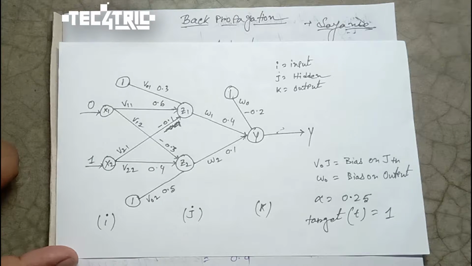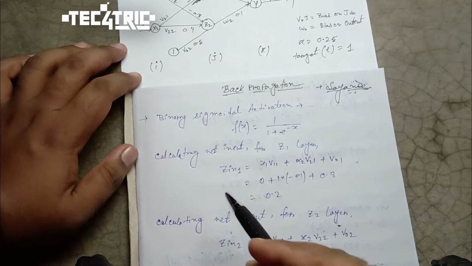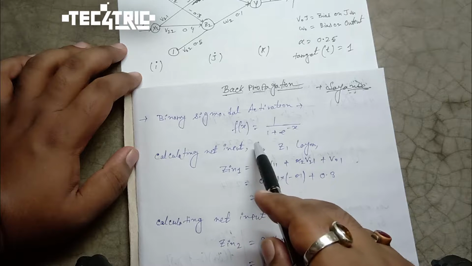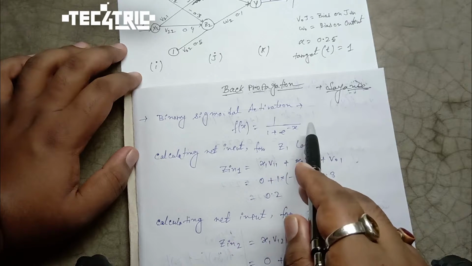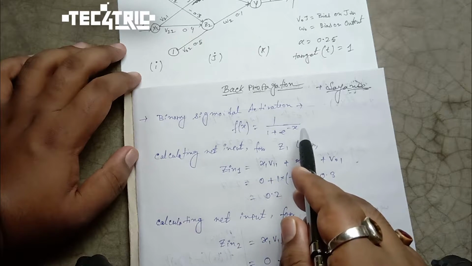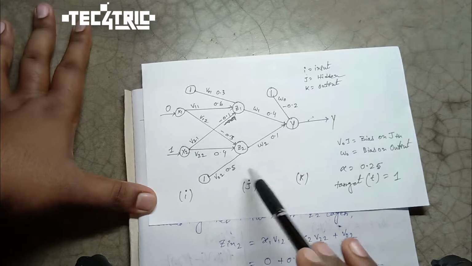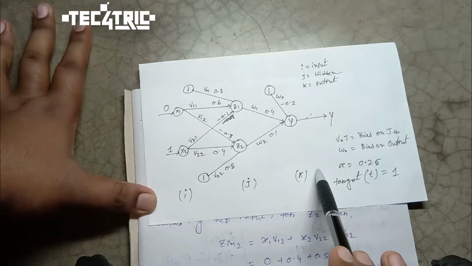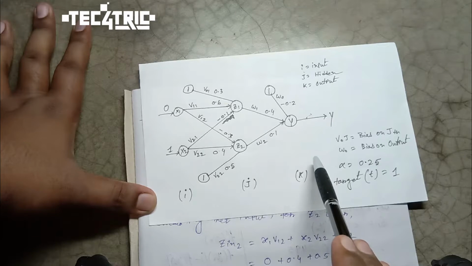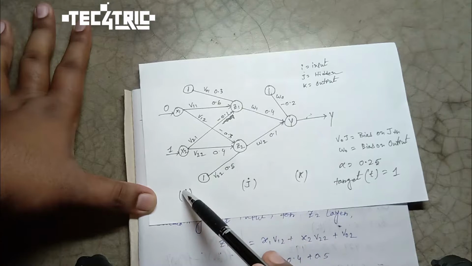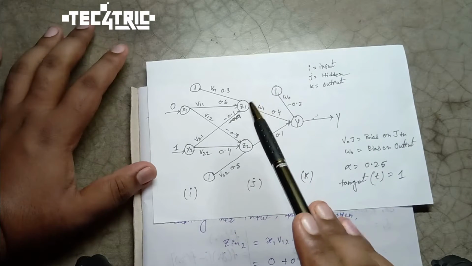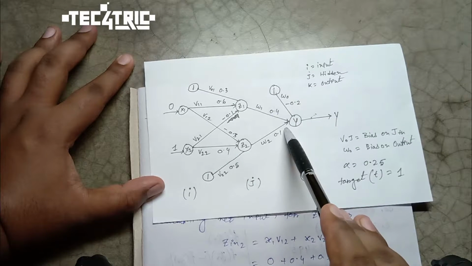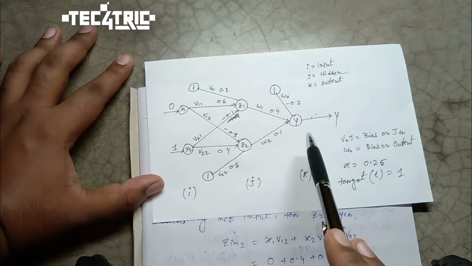So let's see how to solve this problem. The binary sigmoidal activation function is f(x) equal to 1 by 1 plus e to the power minus x. We need this activation function to solve this problem. First we are going to calculate all the inputs in this direction, then we are going to check whether it matches the target value, then we are going to backpropagate in this direction. So first we have to calculate the net input for z1 and z2, then y input, and then we have to calculate the error.